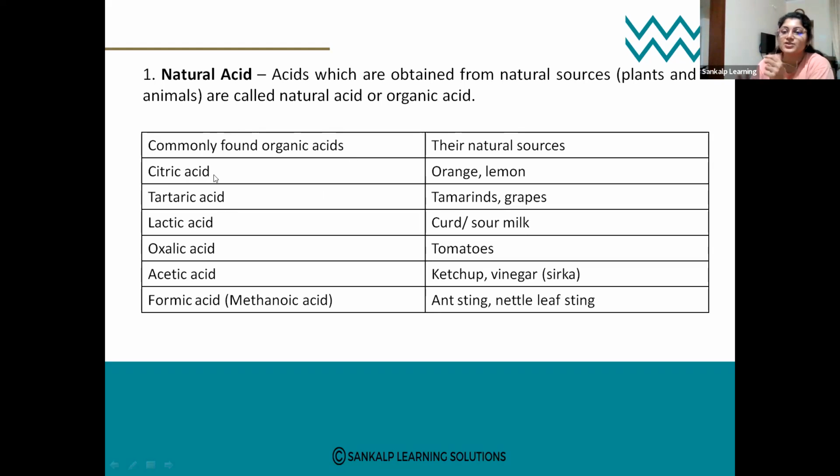So acids are classified into two types. First is organic acid and second is inorganic acid. Organic or natural acids means what? They are obtained from natural sources, that is plants and animals. So these are called natural sources.